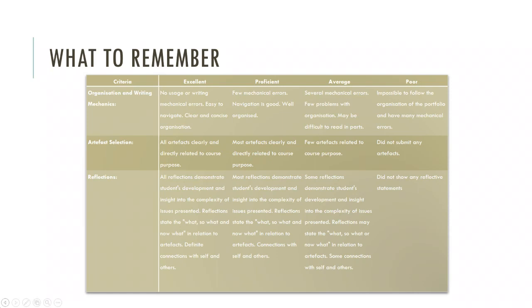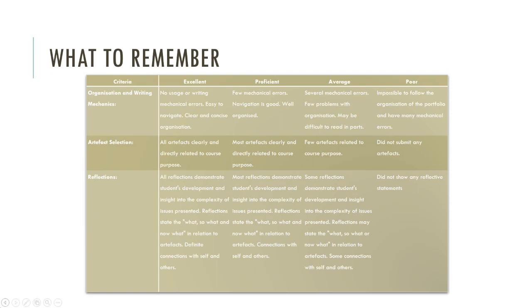This is why it's so important that you need to go back to your tutorial letter, that you have a look at the rubric, because what we want to see, for example, if we are looking at reflections and we are looking at excellence as a proficiency band, what we want to see is reflections that state what, so what, and now what in relation to these artifacts.